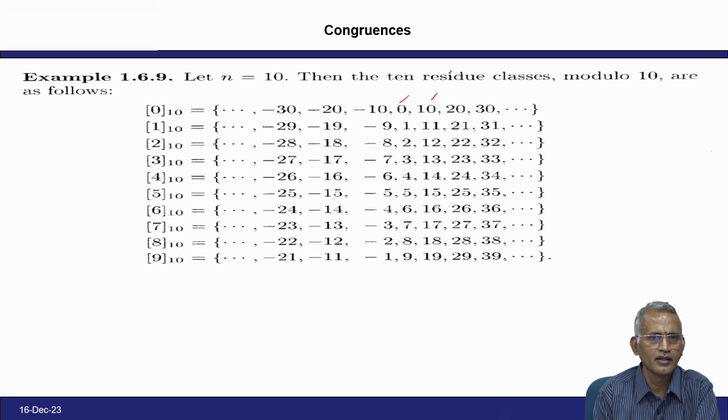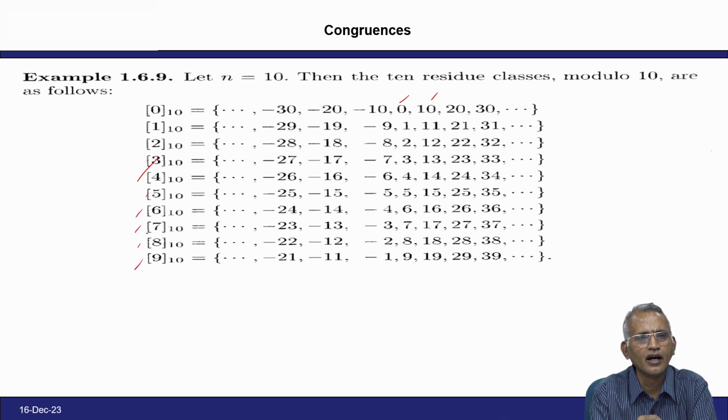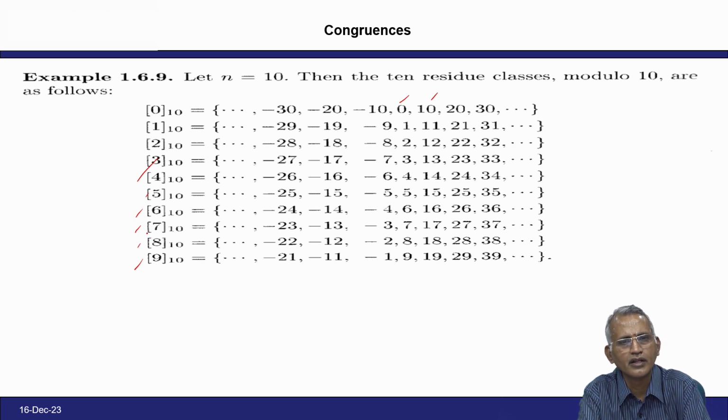Then 3 under modulo 10, the number is 3, and 13 divided by 10 remainder is 3, 23 divided by 10 remainder is 3, 33 divided by 10 remainder is 3, minus 7 divided by 10 remainder is 3, and then you have to backtrack with the negative sign, minus 17 divided by 10 the remainder is 3, so it goes like that. So in this way we can find the residue classes of 4, 5, 6, 7, 8, 9, 10, the corresponding values that are equivalent by congruence of one number to another number.